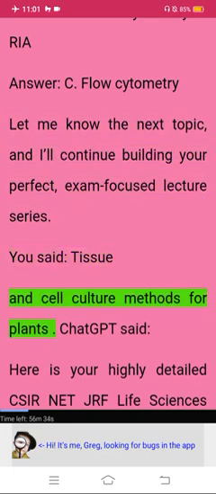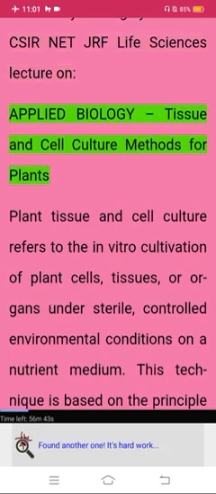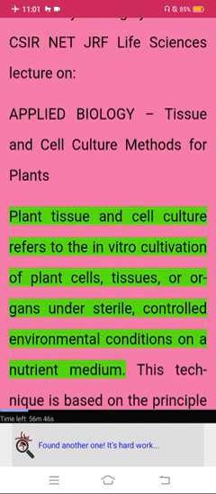You said, tissue and cell culture methods for plants. ChatGPT said: Here is your highly detailed CSIR NET JRF Life Sciences lecture on applied biology, tissue and cell culture methods for plants. Plant tissue and cell culture refers to the in vitro cultivation of plant cells, tissues, or organs under sterile, controlled environmental conditions on a nutrient medium.